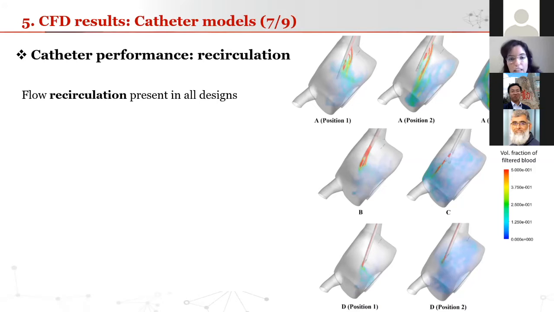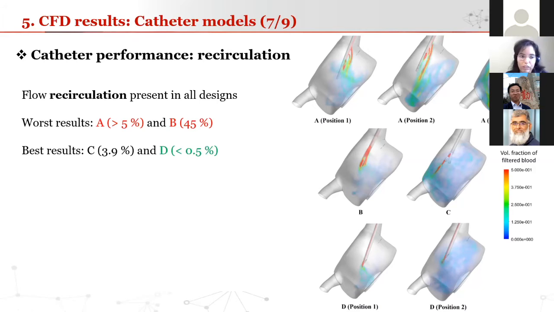Anyways, we saw that there was flow recirculation in all of the designs, with the step tips, catheters A and B, giving rise to the worst results, with recirculations above 5% for catheter A and of 45% for catheter B, which is quite a lot. On the other hand, catheters C and D had the best results, with D complying with the design requirement of less than 1% recirculation. So these results tell us that the presence of side holes in step designs is important.